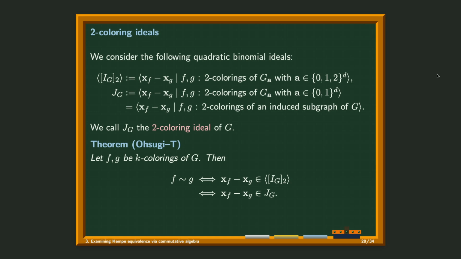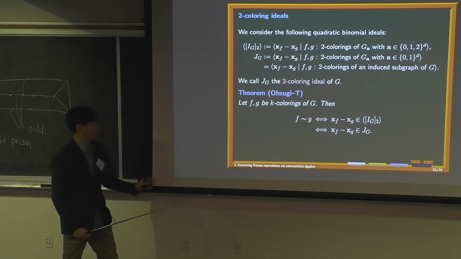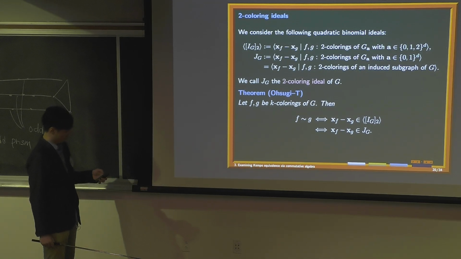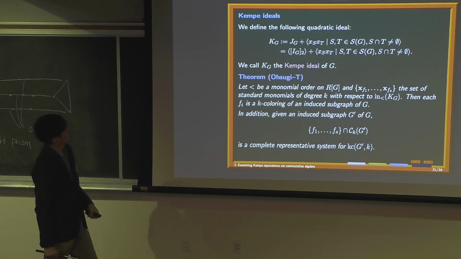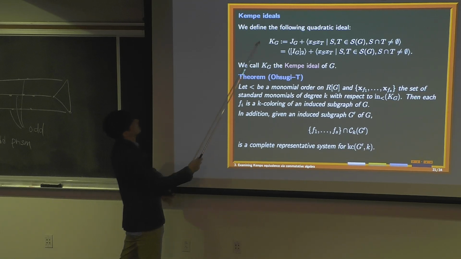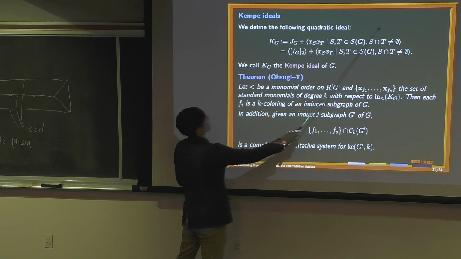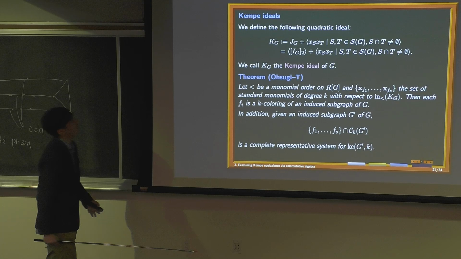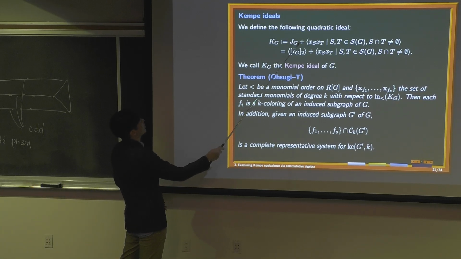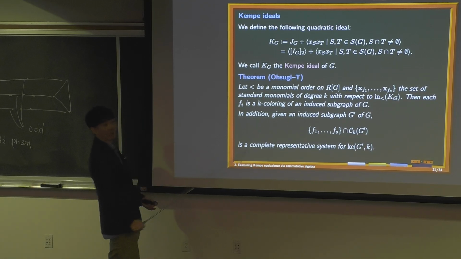Okay. So for example, by using Macaulay2, we can check whether two K-colorings are Kempe equivalent or not. Next, we define one more ideal. This is JG plus a monomial ideal. We can replace this JG with IG2. We call KG the Kempe ideal of G.